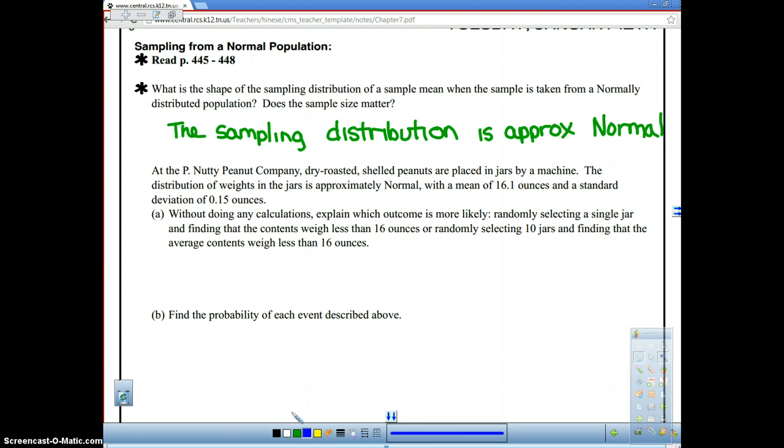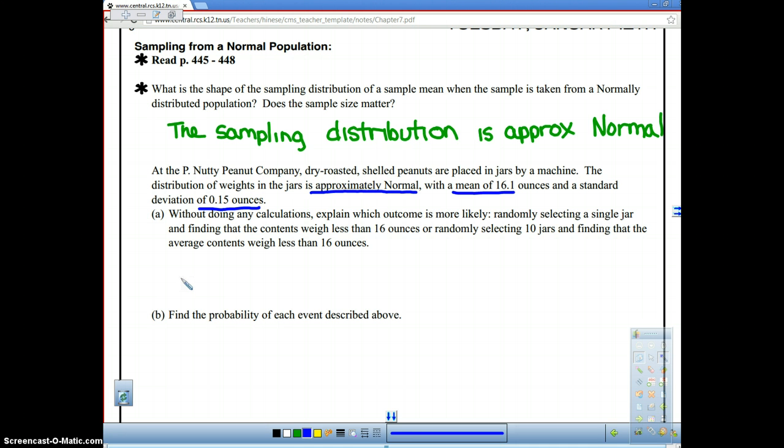So let's look at this example. At the Peanutty Peanut Company, dry roasted shelled peanuts are placed in jars by a machine. The distribution of weights in the jars is approximately normal, with a mean of 16.1 ounces and a standard deviation of 0.15 ounces. So without any calculations, let's talk about which of these is more likely. If I randomly select a single jar and find that its contents weigh less than 16 ounces, or I randomly select 10 jars and find that their average content weighs less than 16 ounces.